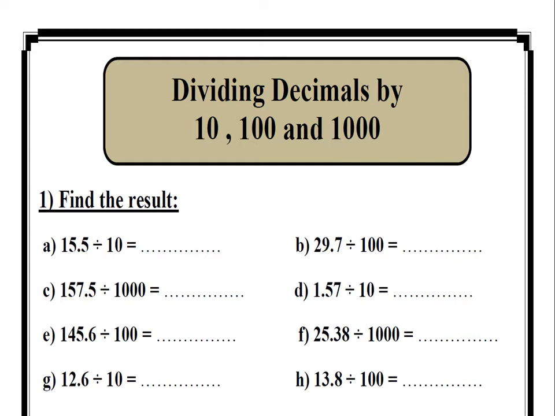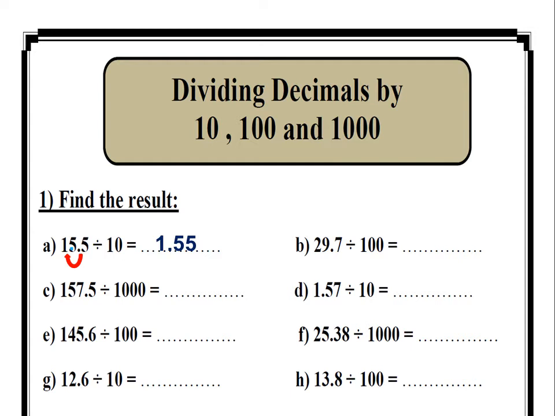So in question A, 15.5 divided by 10, here I have 1 zero in the 10. This means that my decimal point is going to move backward 1 step or to the left 1 step. So its position was between the 5 and the 5. Its new position is going to be between the 1 and the 5. So my answer is going to be 1.55.